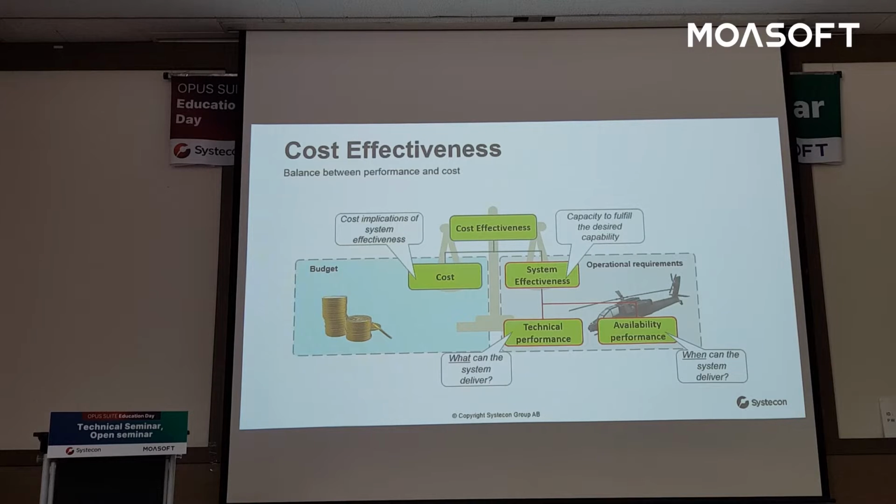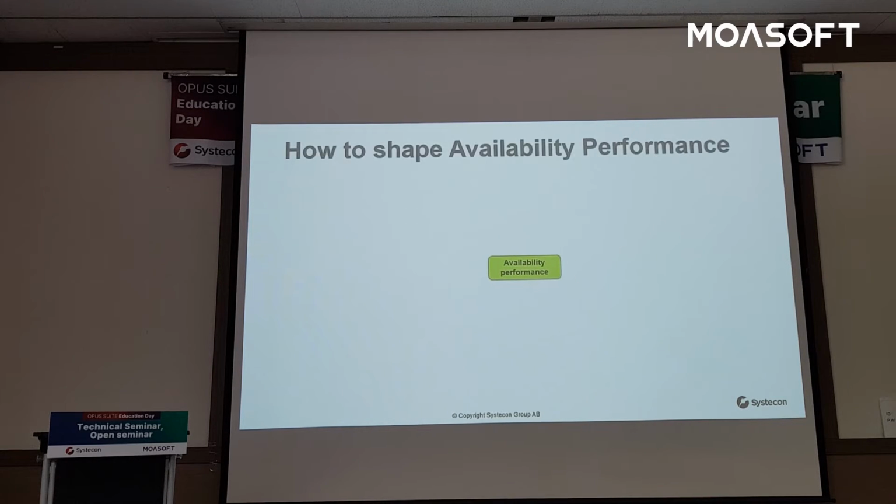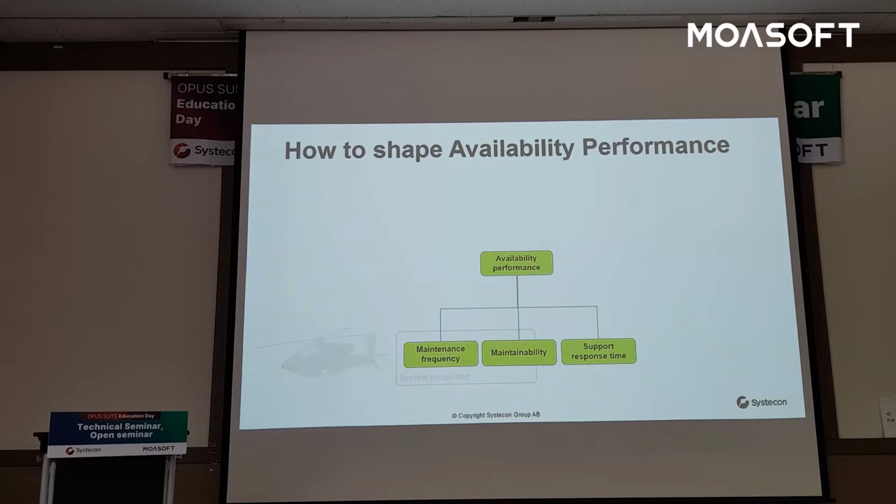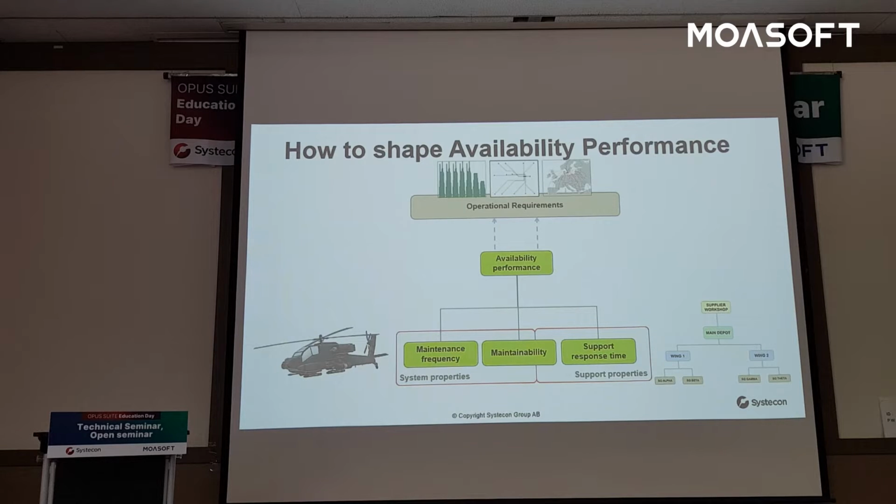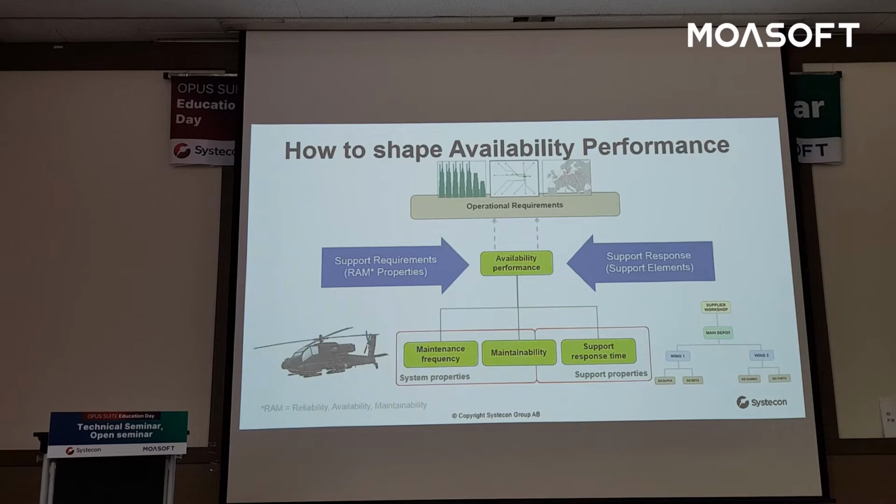And the system effectiveness, I mentioned this yesterday as well, it's a combination of the technical performance of the technical system itself, as well as the availability performance, which means when can the system deliver and then what. And digging a little bit deeper here, we did this as well yesterday. It's a combination of the system properties and the support properties, given a set of operational requirements. Again, the support requirement comes from when we fly with this helicopter, there will be requirements for support, and the logistic support organization need to respond to that with the different elements that it has.